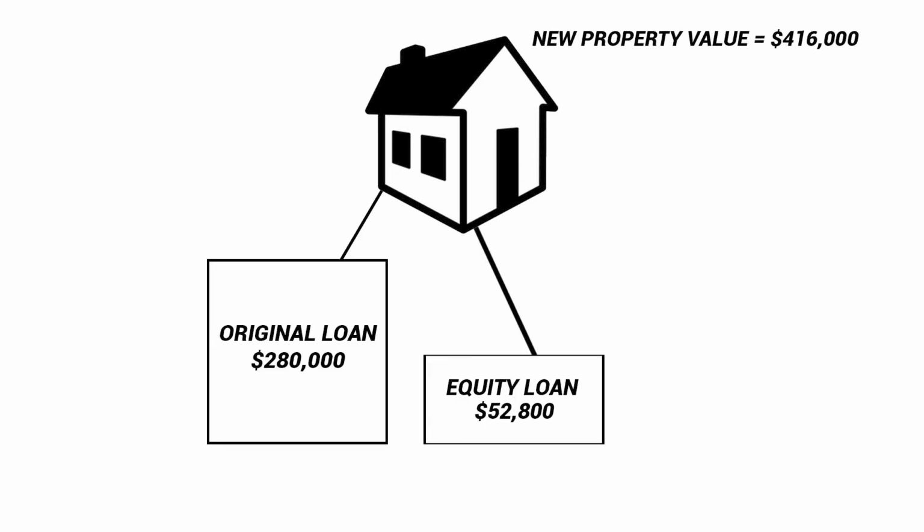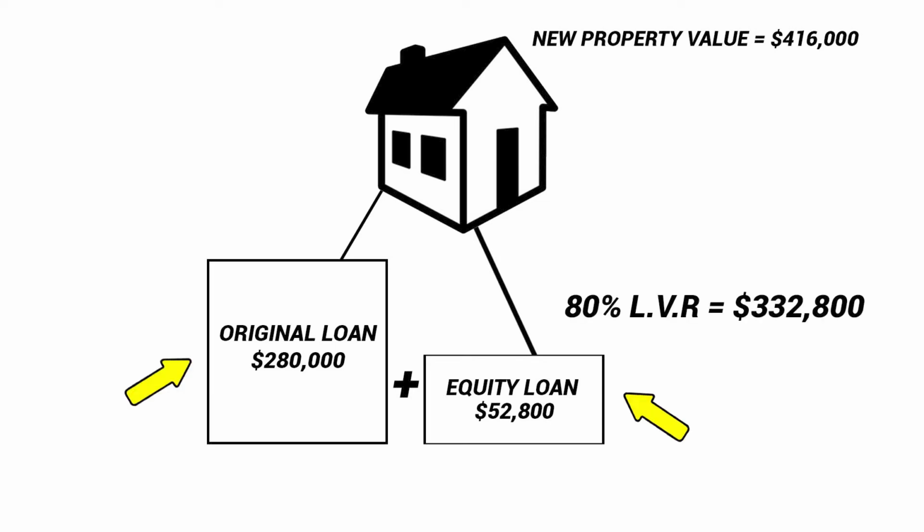Now, if we add these two loans together, as a separate equity loan has been created, you'll see the total of these two loans has a combined loan-to-value ratio of 80%. And the customer can now use his $52,800 to purchase another property. So this is why you're not getting lent any money, mate. Your LVR is too high.